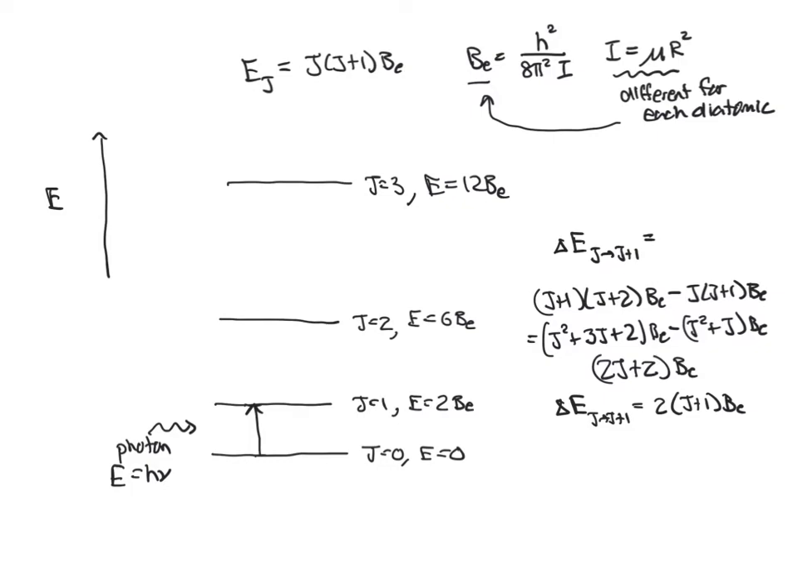So that's my difference between any two energy levels, and you can see that it depends on J, so as J increases, that difference gets bigger. So a photon that could make this transition happen will have energy of h nu, and that energy has to equal the energy gap between the two levels. So the frequency of a photon that would allow me to make this transition would be 2 times J plus 1 times B sub E over h.